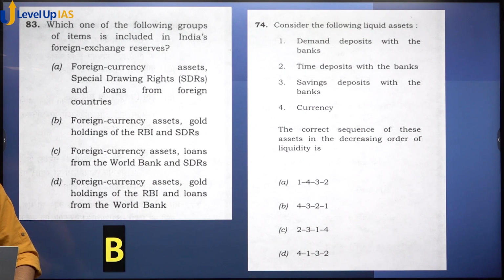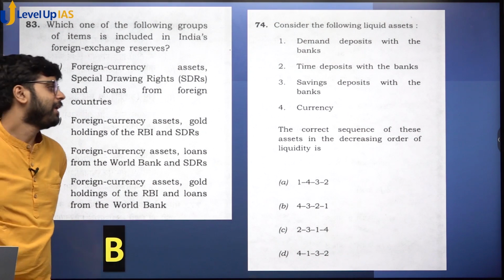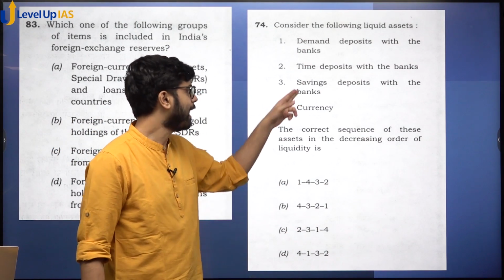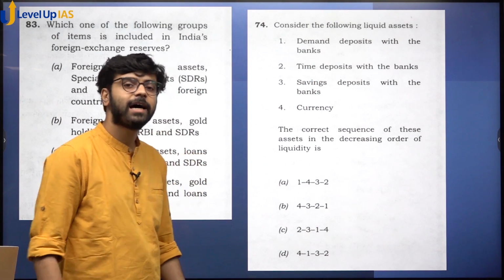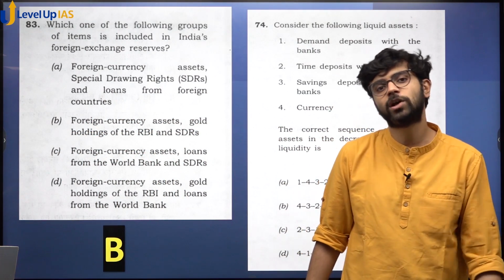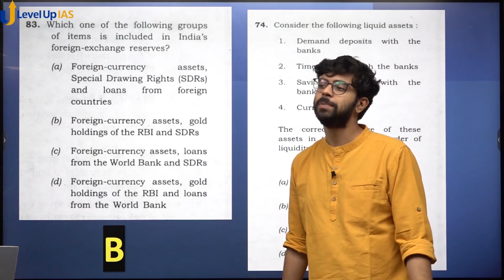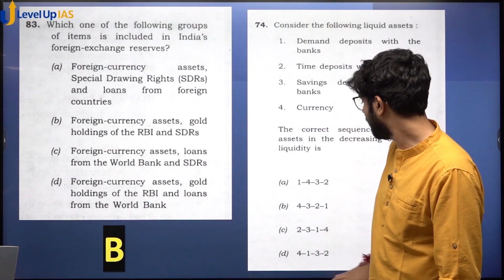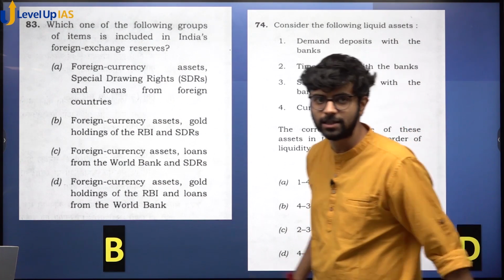So for demand deposits, only one option remains: 4132. Is it correct? 4, 1, then savings, then time. Yes, it is absolutely correct. One cannot be last, because time deposits are least liquid. They are stuck for a particular time. Fixed deposit, recurring deposit, they only mature after the lapse of time. Yes, you can prematurely withdraw, that is all fine, but we are talking about the rules here. So D is the answer.